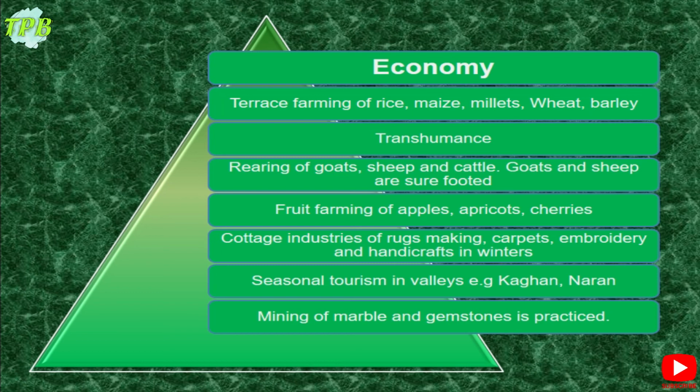Moreover, the people of the northern mountains are involved in cottage industries for making rugs, carpets, embroidery and handicrafts in winters, and these can be sold to local tourists or the foreign tourists in summertime. Seasonal tourism in the valleys of Kaghan, Naran and many other parts of northern areas is very common. It is a source of income for the locals, and the local goods can also be sold to the tourists coming in this area. Not only that, mining of marble and gemstones is also practiced here.